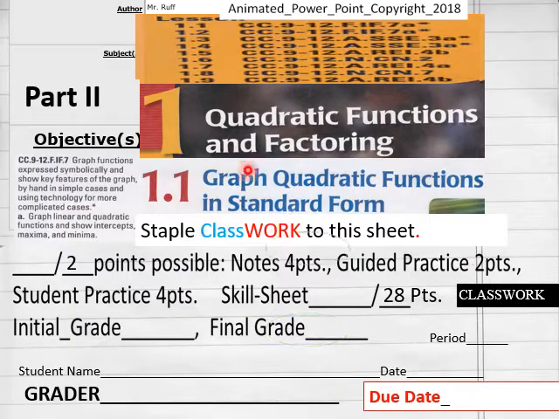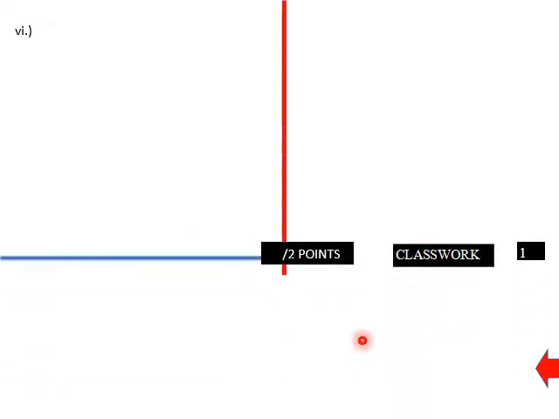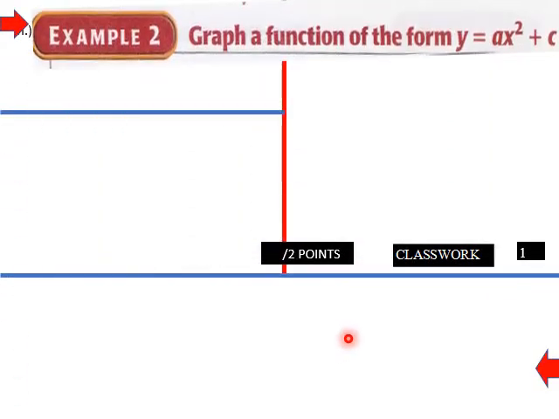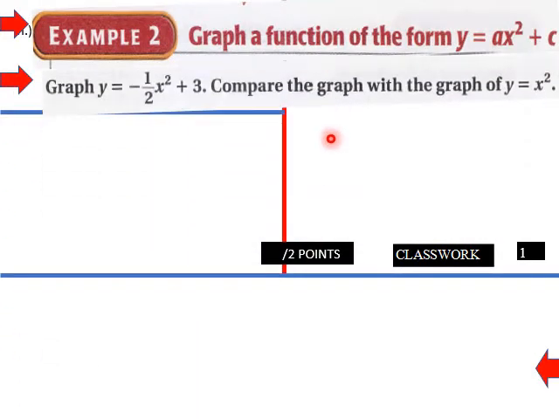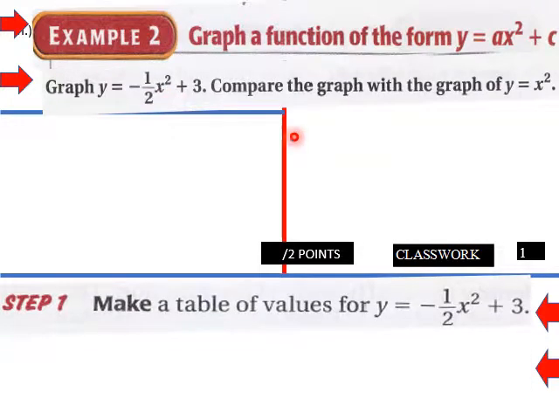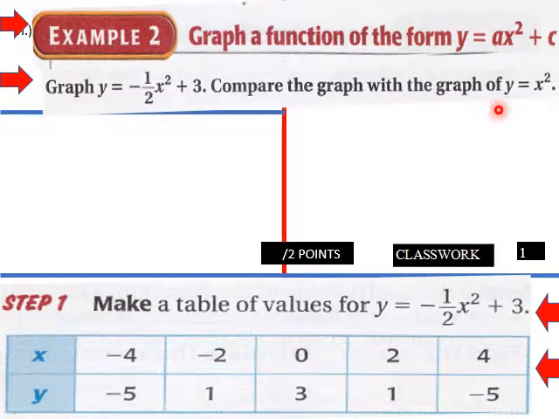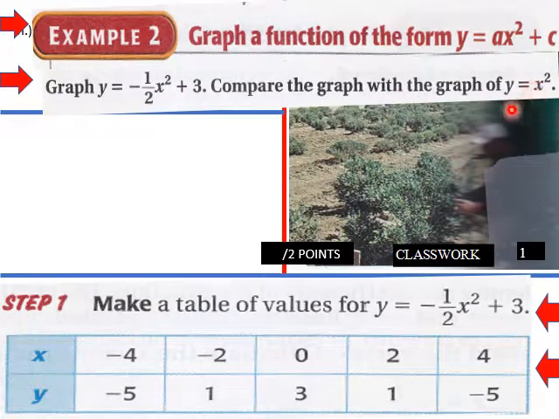We have a 1.1 Graphing Quadratic Functions Part 2 lesson today. We've got a 28-point sheet, and we have 2 points of note-taking today. So our first example, Example 2: graph a function of the form y equals ax squared plus c. We want to graph y equals negative 1/2 x squared plus 3. Compare the graph with the graph of y equals x squared.